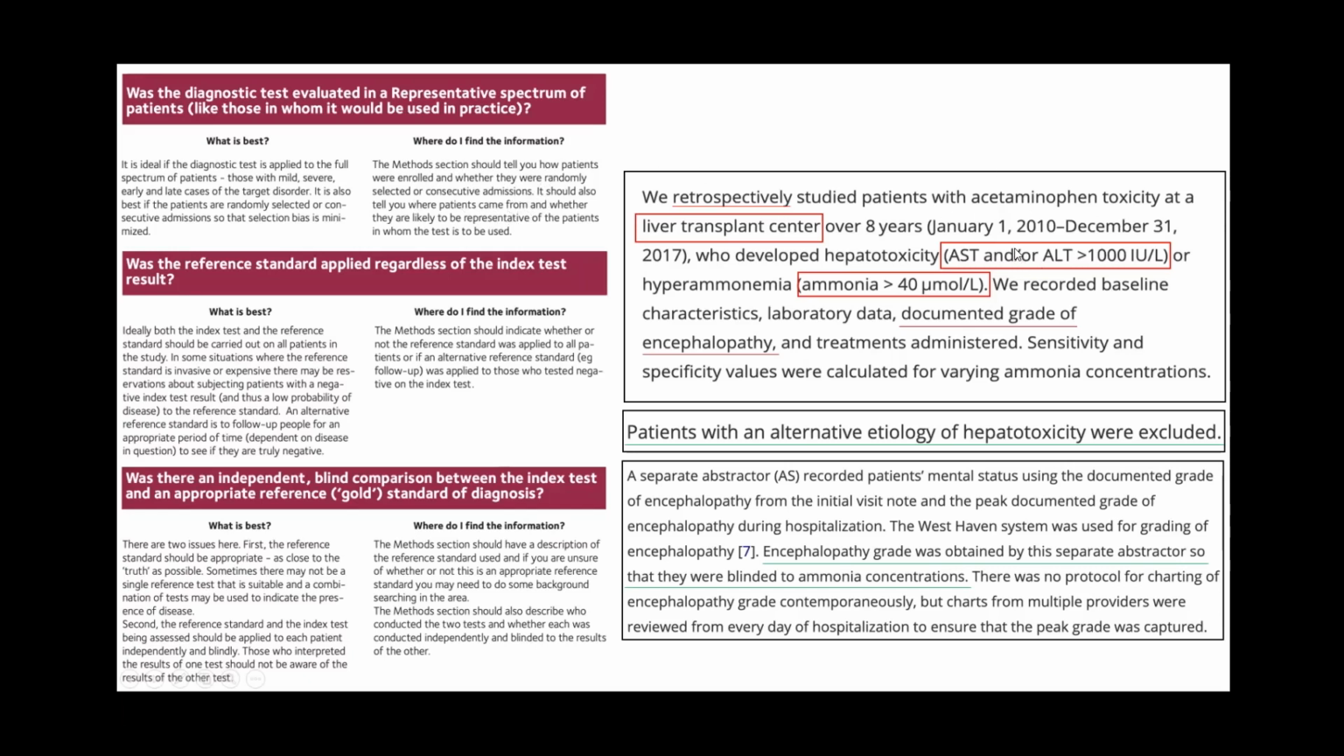And if we quickly look at our patients in the methodology section, they talked about recruiting patients from a liver transplant center. They talked about recruiting patients who had hepatotoxicity with significantly elevated LFTs above 1,000. And they also say that they recruited patients who had hyperammonemia. So those who had ammonia levels above 40.